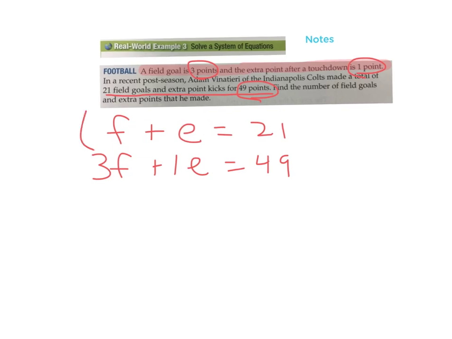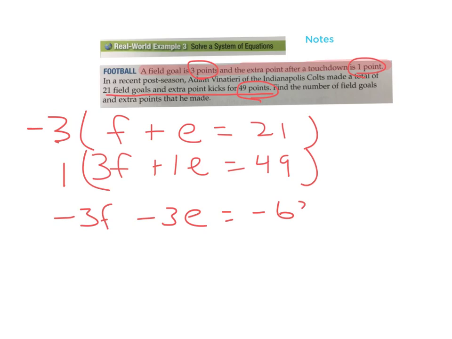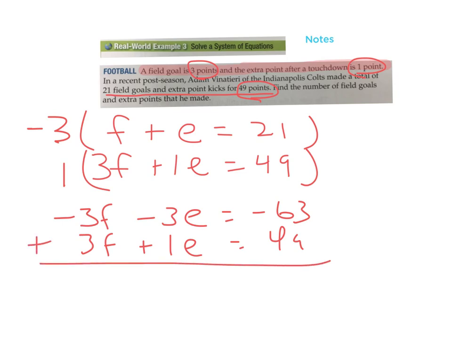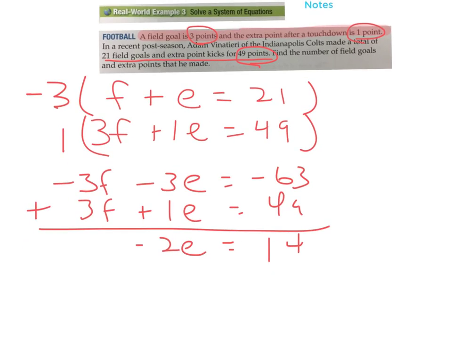So I'm going to put my 3 up here and my 1 down here, and I'm going to change the top one. So I get negative 3f minus 3e equals a negative 63, and then I get 3f plus 1e equals 49, and so I now add, always add, and I get negative 2e equals negative 14, and when I divide, I get e equals 7.